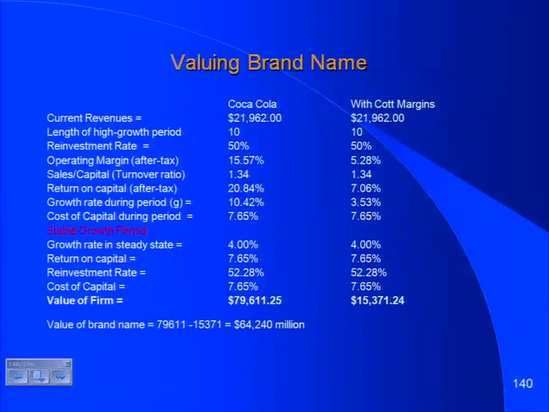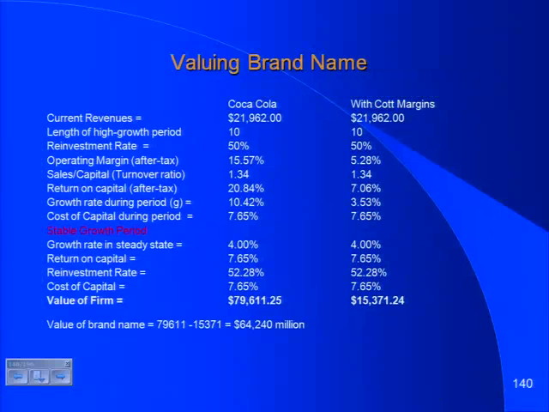Well, if you replace that 15.57 after-tax operating margin with a 5.28% after-tax margin, which is what COTT has, it spends nothing on advertising, but it still has tiny margins because it gets so little per can of soda. That's all I did. I changed just the margin. You see, how much difference can that make? It has a ripple effect. And here's why it has a ripple effect.